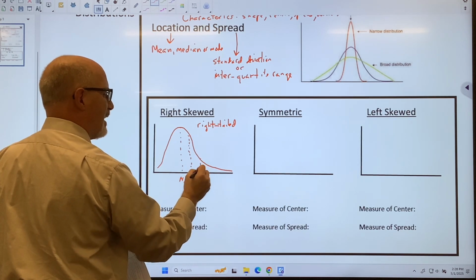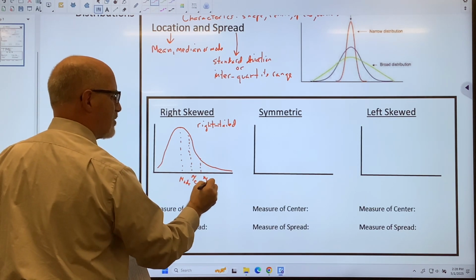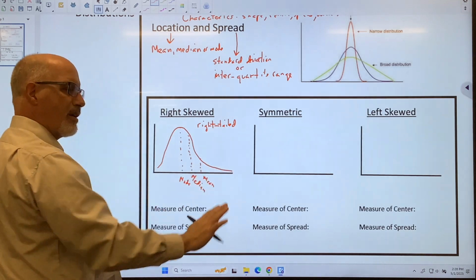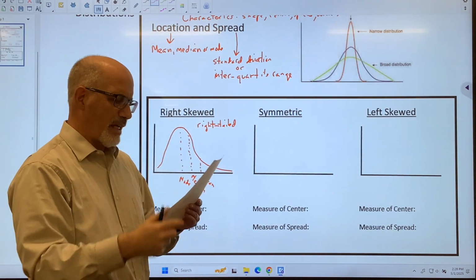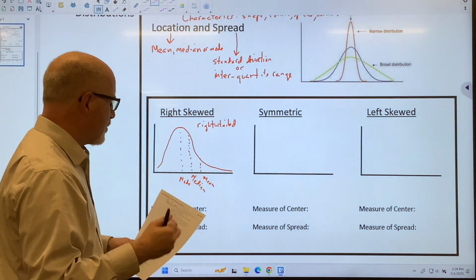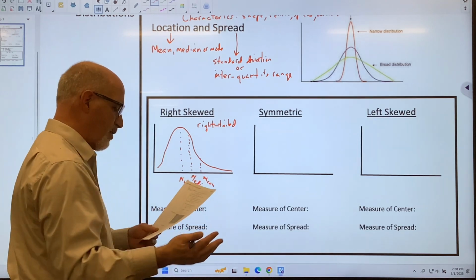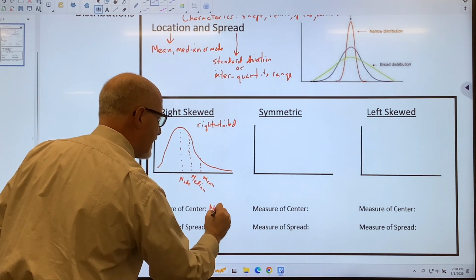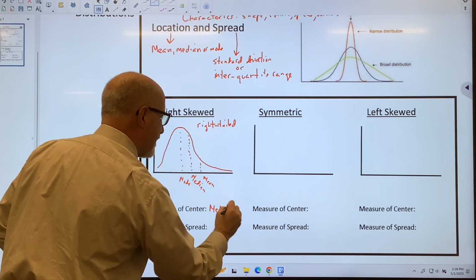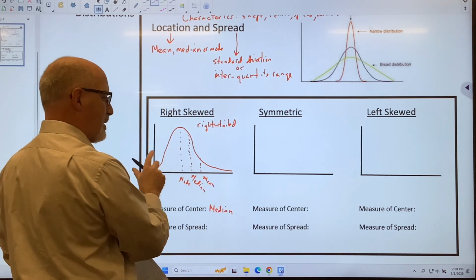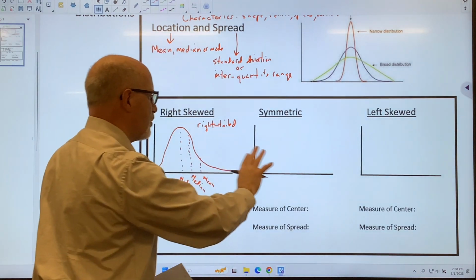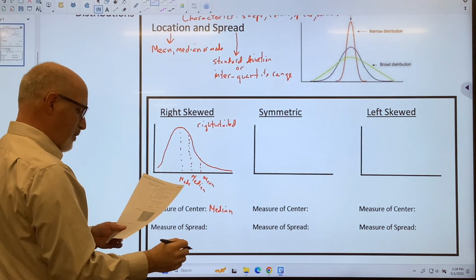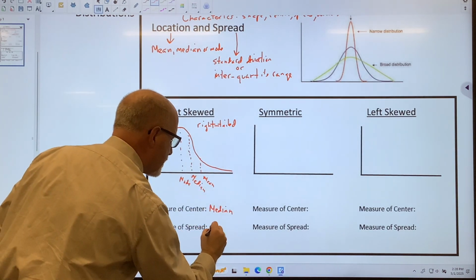And then the mean gets pulled way over because there are some outliers out here, values that are pulling the mean to the right. So when we measure this, the measure of center that we usually use is the median. This one will help us know where the graph is pulled one way or the other. And then the measure of spread that we'll use is the interquartile range.